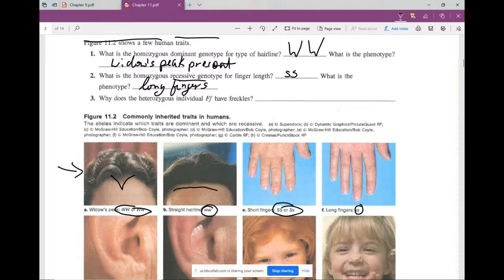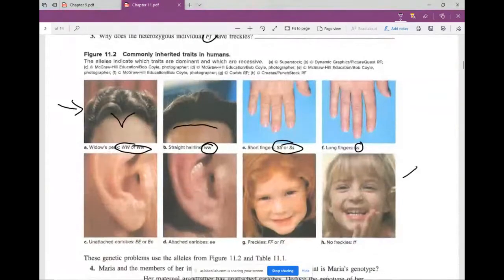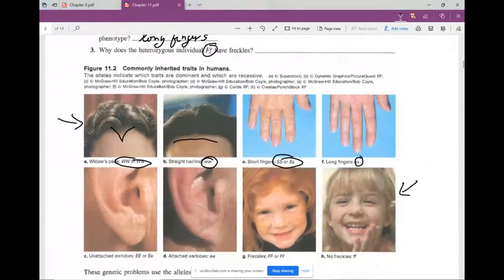Why does the heterozygous individual that has big F, little f have freckles? Okay, that's this. All right. So because freckles are dominant. According to this, if you have freckles, you have the dominant genotype. You have the dominant allele in your genotype, either two copies or you're heterozygous. If you don't have freckles, then you have the recessive gene.